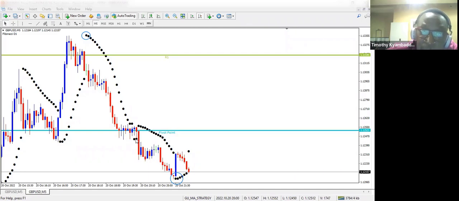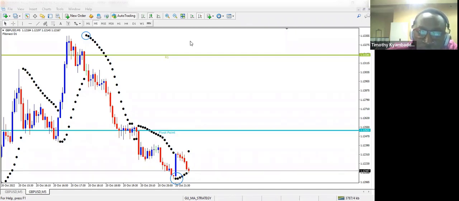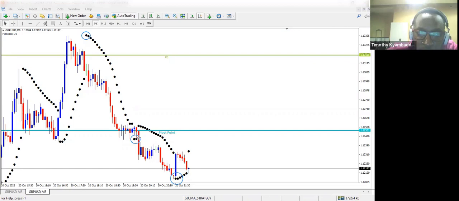You see here that three dots did not form. These were only two dots. So we don't exit this position. We only exit it when three dots form. Okay, so because there were only two dots, we remain in the position.